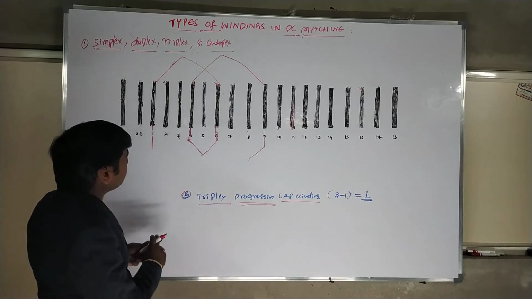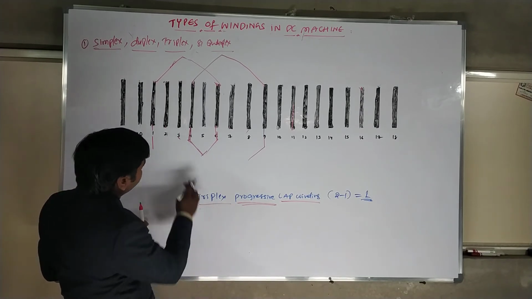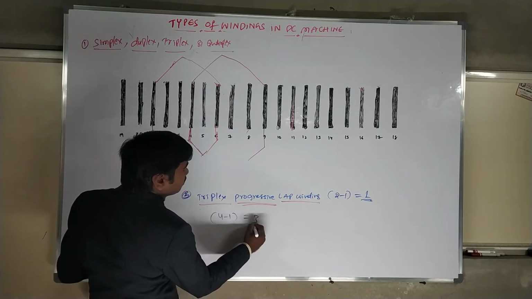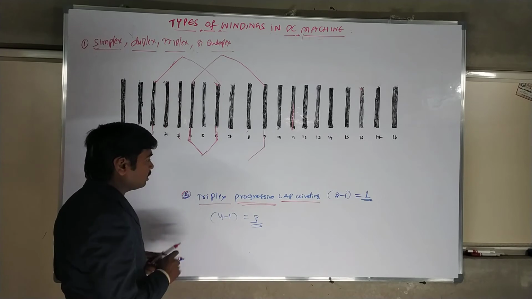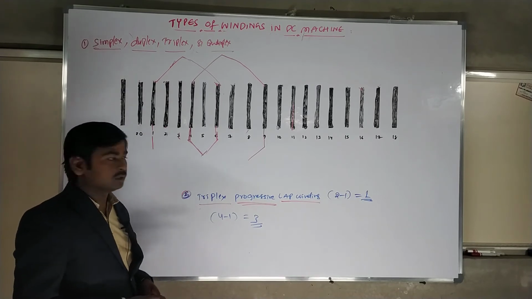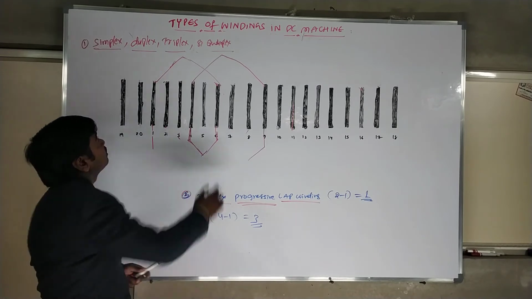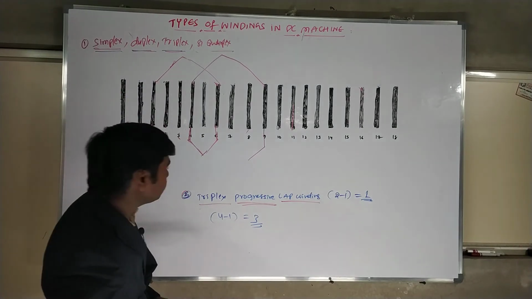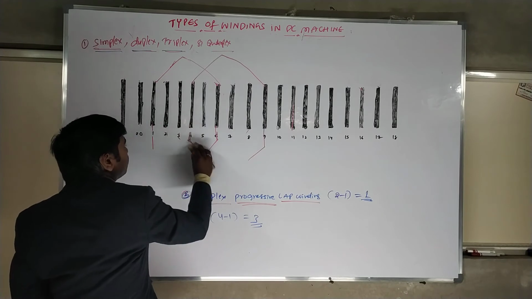If you want to find the winding pitch, 4 minus 1, it becomes 3. The winding pitch is 3. It's nothing but a triplex winding, triplex progressive winding. It's very clear. So this also works: progressive, simplex, duplex, triplex. Next, quadruplex. It's very simple. So I think you people do not require my explanation.